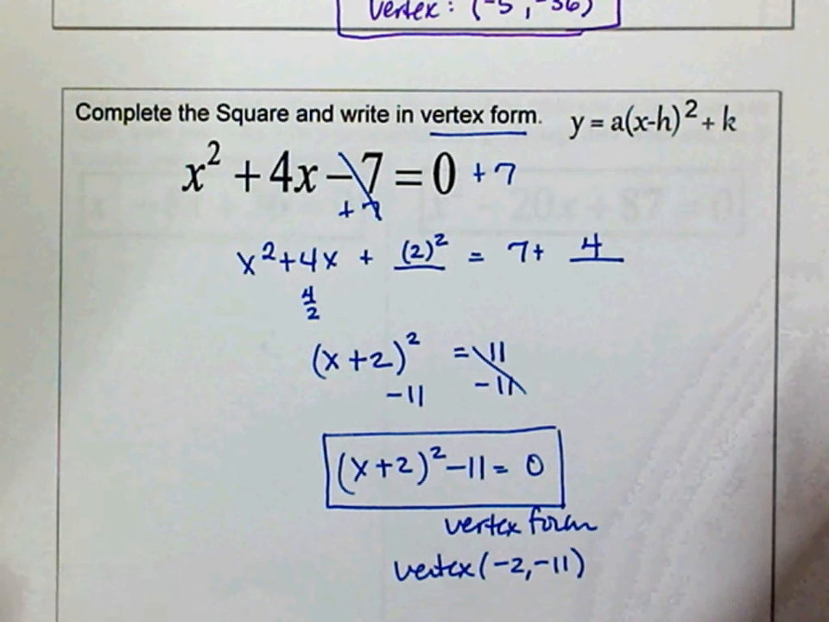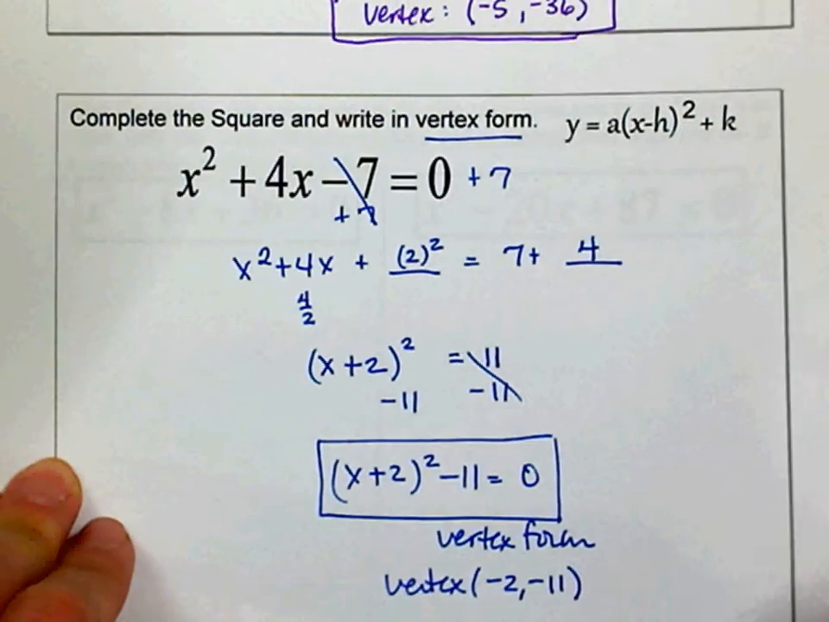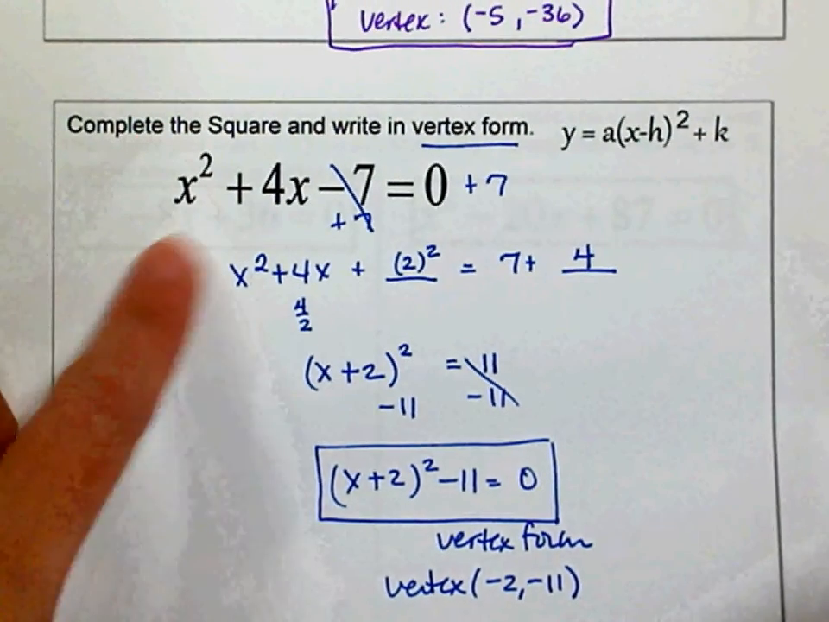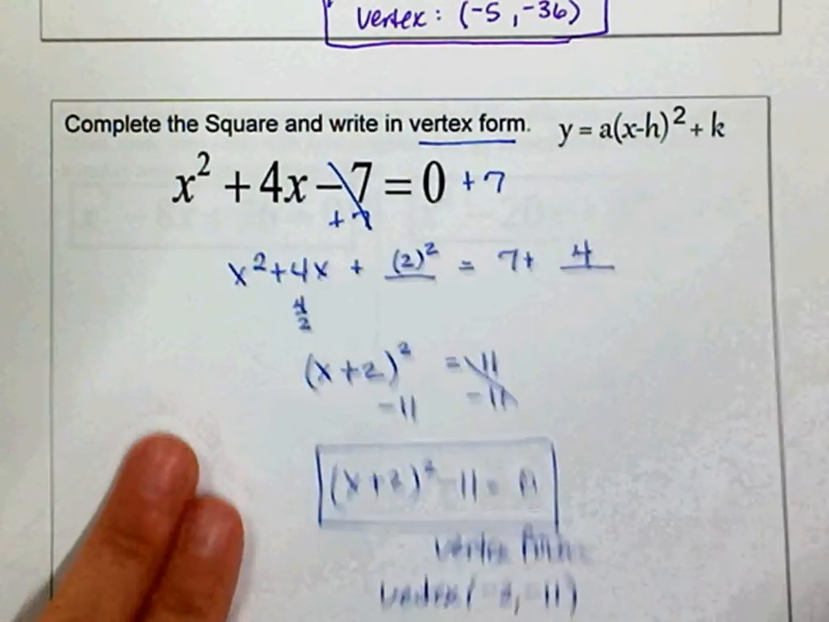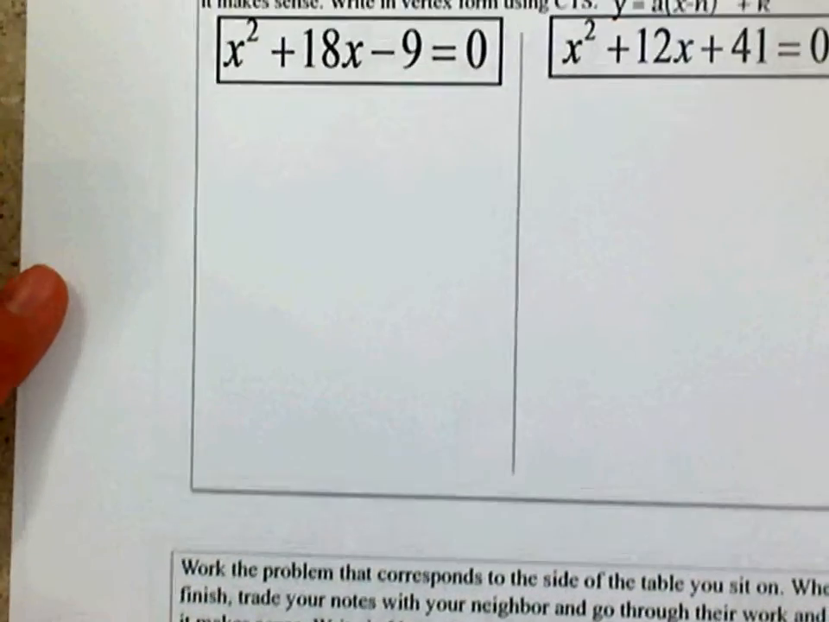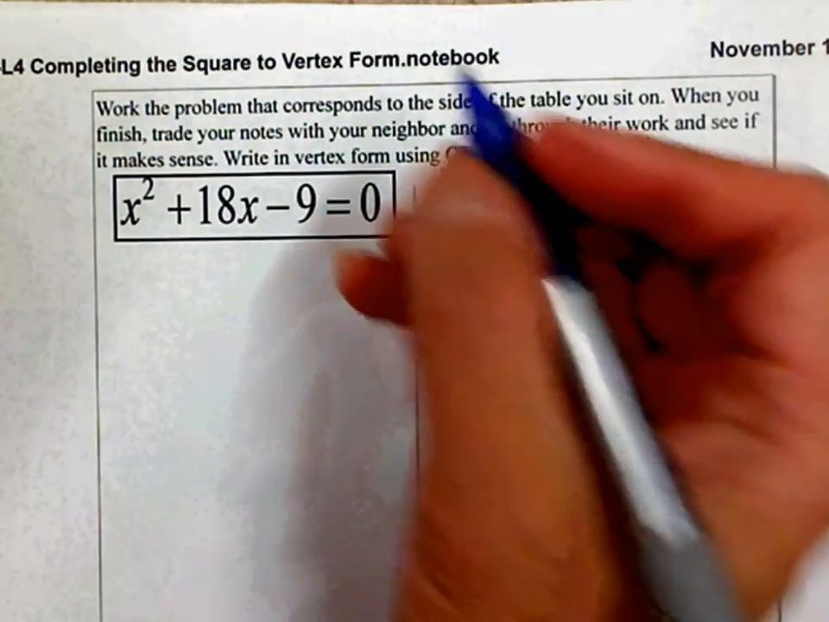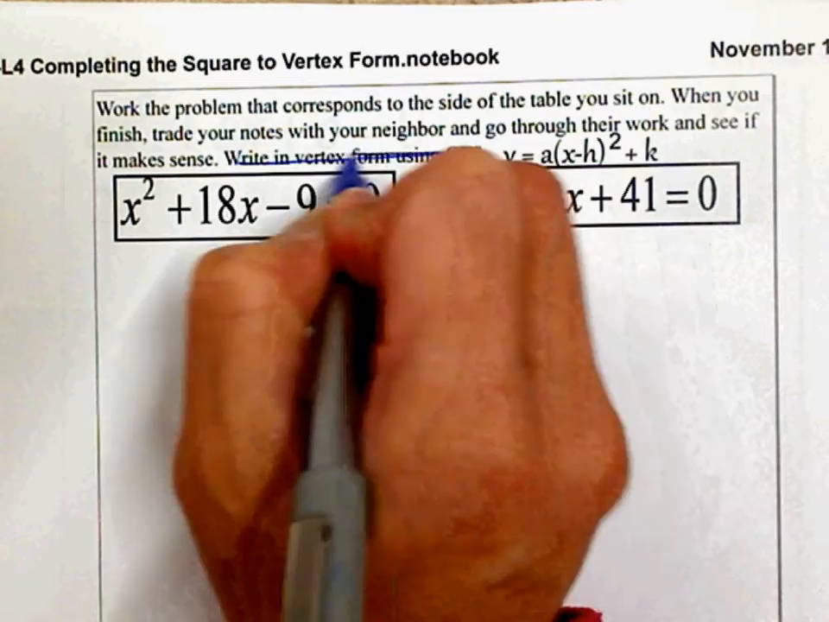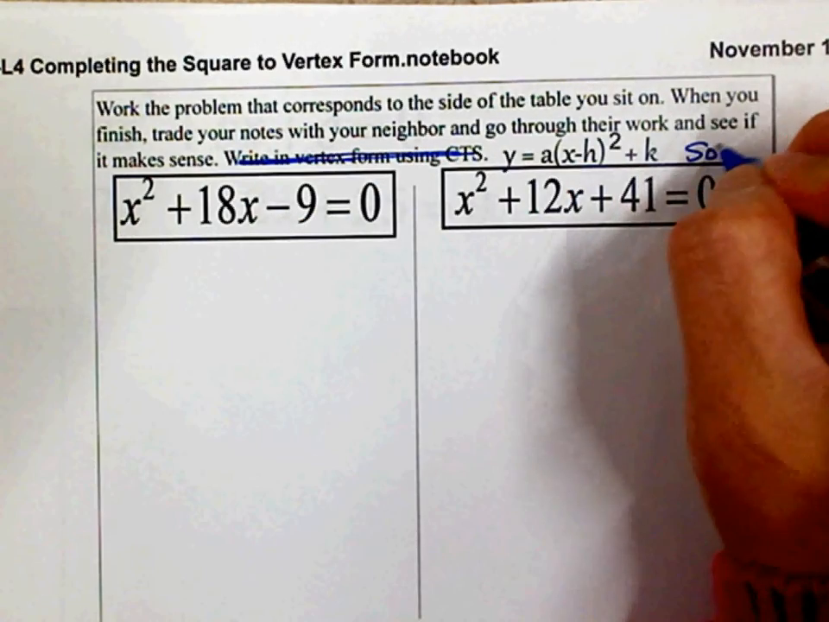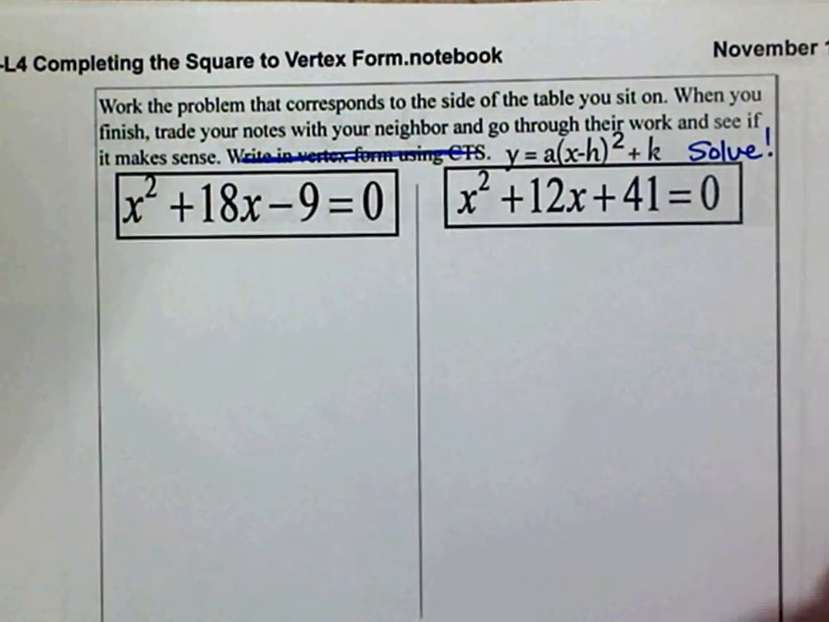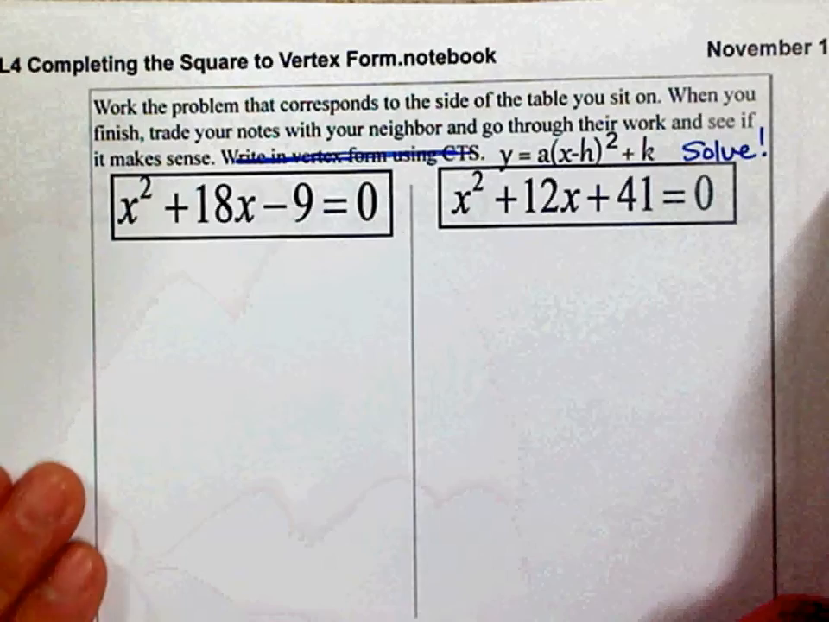All right, now we're going to use completing the square, but instead of vertex form, we're going to use it to solve. So watch what I do, okay? It says write in vertex form using CTS. I'm actually going to mark that off, and I want you to solve, okay? Here we go. Ready? Same thing. Add 9 to both sides.